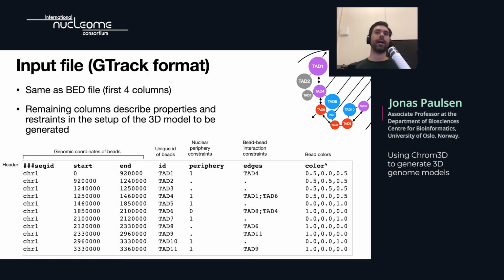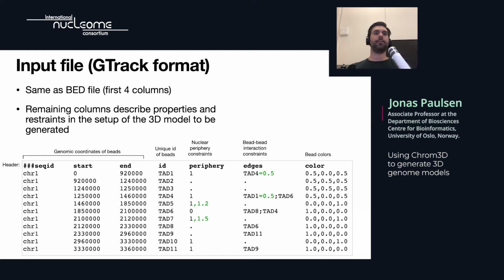And finally, you can add, for example, a column called color, which gives the color of the bead. And it's set up so if you skip one of the columns, let's say you skip the periphery column, Chrom3D will still run. It's just that then there will be no constraints or restraints relative to the nuclear periphery. In the same way, if you don't specify colors, Chrom3D will select random colors for you instead.